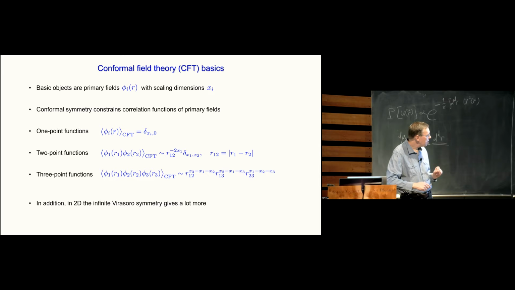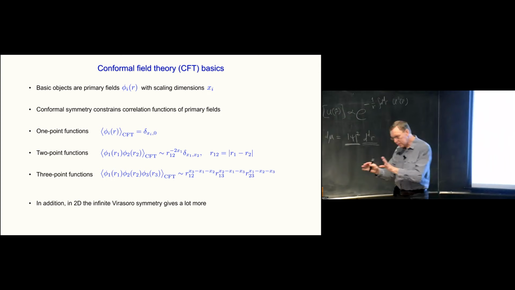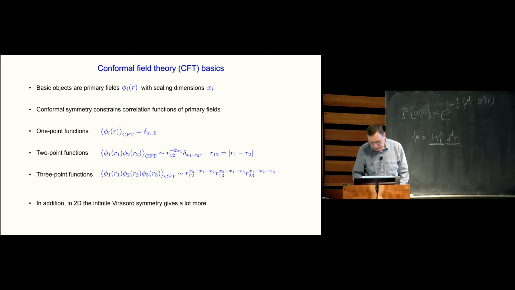And the conformal symmetry imposes very strong constraints on the behavior of the correlation functions of those objects. One point functions, two point functions, three point functions, and so on. Up to three point functions, this is just a product of power laws. Starting with the four point function and higher, it's more complicated, but there's still some sense in which you can organize this whole thing. It's especially powerful in 2D, where this infinite Virasoro symmetry allows us to say a lot, and some of these conformal field theories are solved exactly. So you know all the dimensions, you know all the correlation functions, and so on.